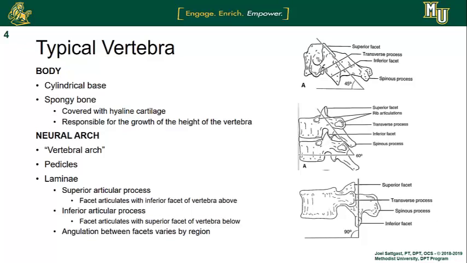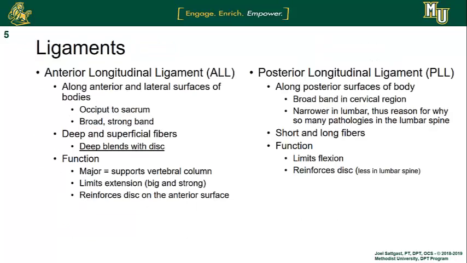superior and inferior processes. Ligaments are pretty important in the lumbar spine, but there's an interesting note here. They are not equal. The anterior longitudinal ligament, or ALL, is fairly broad and extends all the way from the occiput to the sacrum and really helps to blend with the disc, and it has a major support function not only of the vertebral column but also in terms of reinforcing the disc on the anterior surface.